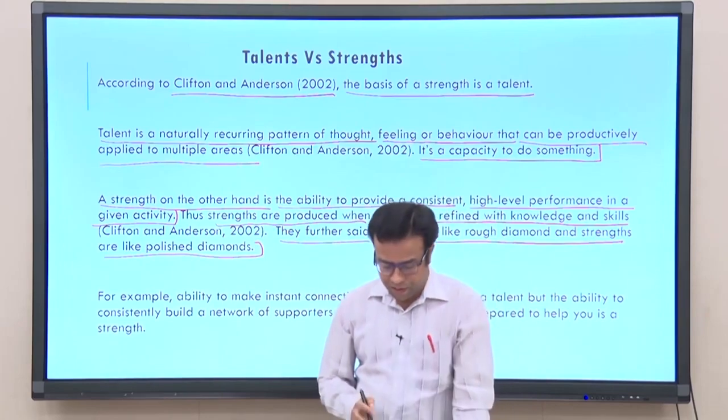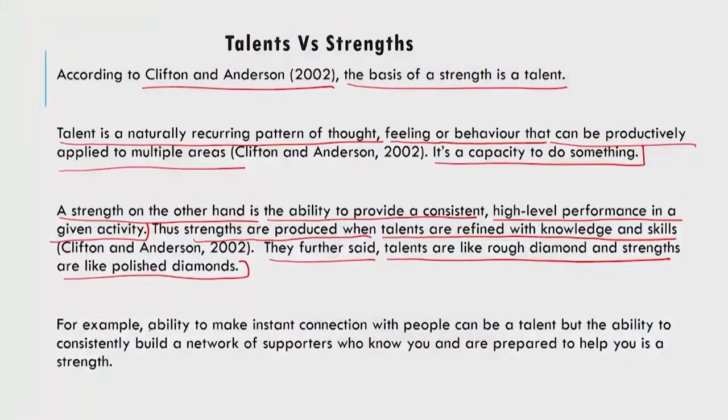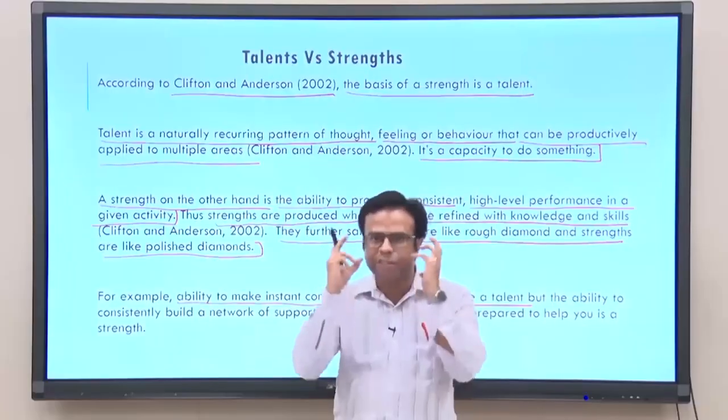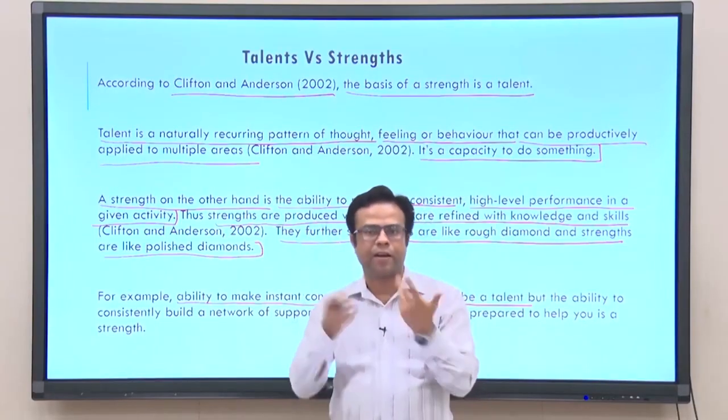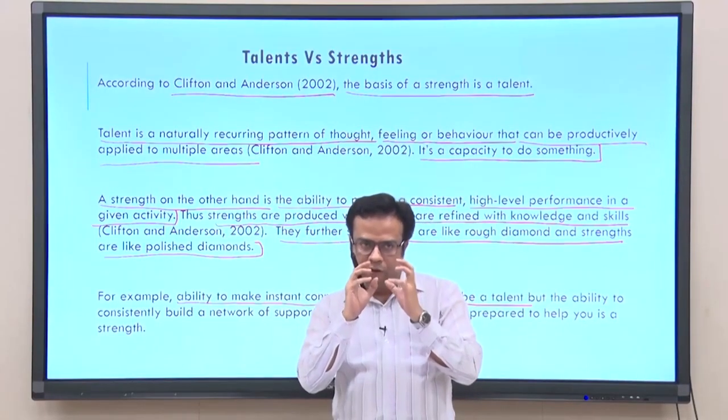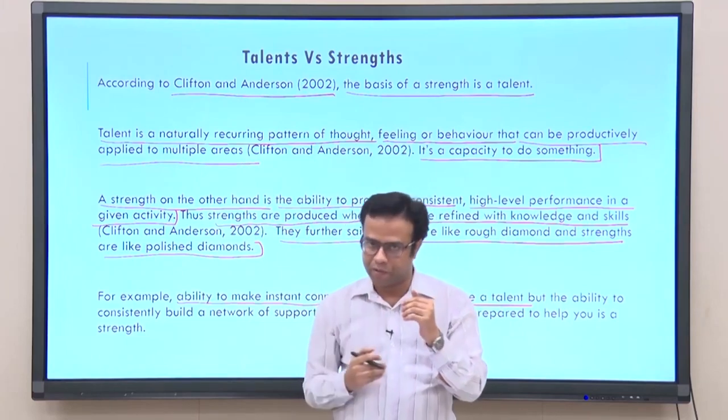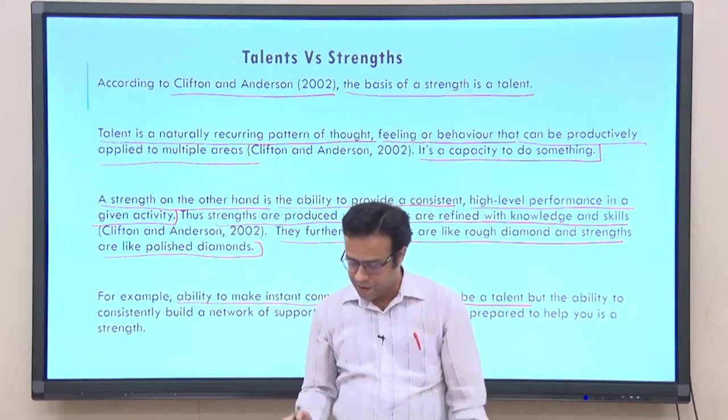For example, one's ability to make instant connection with people can be a talent. Some people have a talent to make instant connection with other people. So, this may be his natural ability. Some people are like that, they can instantly make connection with people. So, this could be a talent.